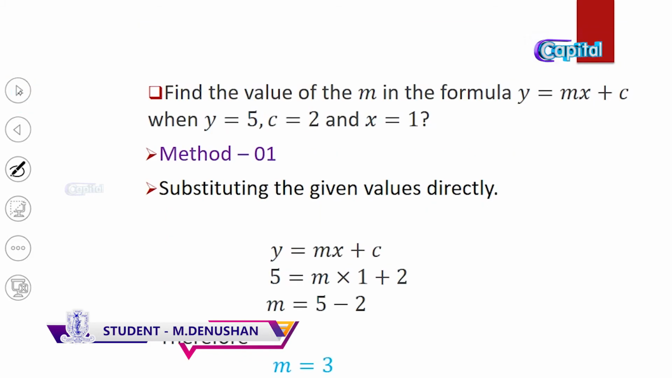The example question is: find the value of m in the formula y is equal to mx plus c when y is equal to 5, c is equal to 2 and x is equal to 1. First we'll look into method 1, substituting the given values directly. Here y is equal to mx plus c, y is equal to 5, we have to find m, x is equal to 1 and c is equal to 2. By simplifying we obtain that m is equal to 5 minus 2, therefore the answer is m is equal to 3.